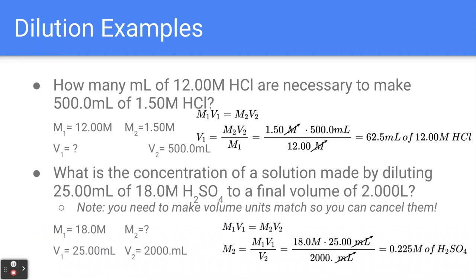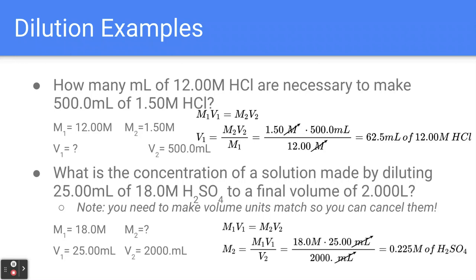So here are some examples. How many milliliters of 12 molar hydrochloric acid are necessary to make 500 milliliters of 1.5 molar hydrochloric acid? You make your list. We are searching for V1 in this case. So V1 is equal to M2V2 over M1. Then we plug in our units and figure out our answer. It takes 62.5 milliliters of 12 molar hydrochloric acid.